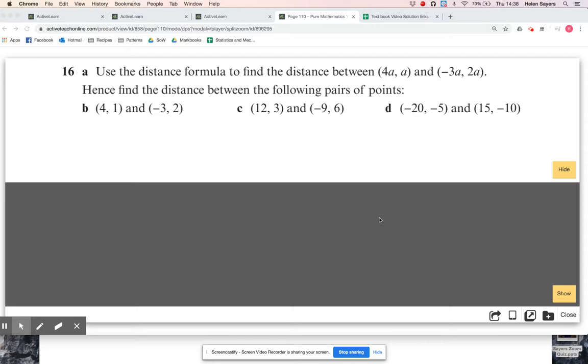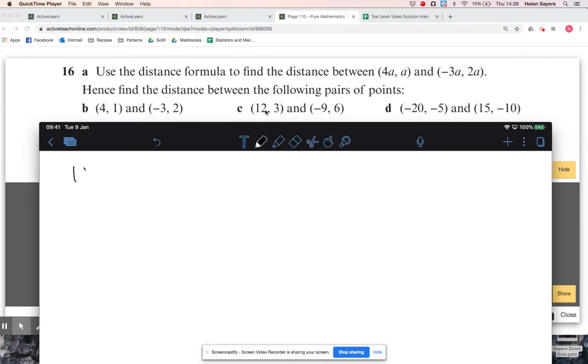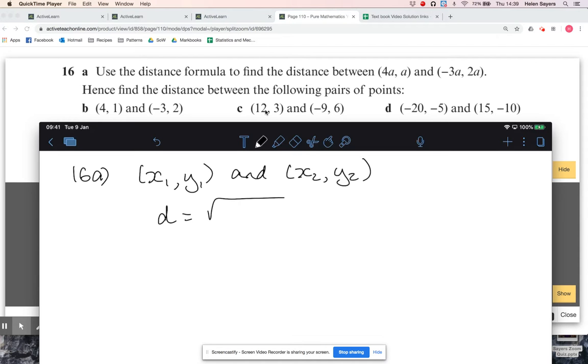Okay, we're looking at mixed exercise 5 from the first year core textbook, so we're on straight line graphs. On question 16, use the distance formula. The distance between the points x1, y1 and x2, y2 is basically just using Pythagoras. It doesn't actually matter which way around you subtract. So the difference between the two x coordinates squared plus the difference between the two y coordinates squared, all square rooted.